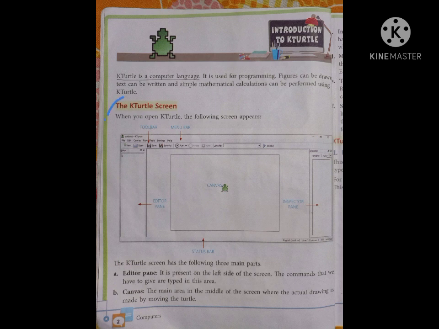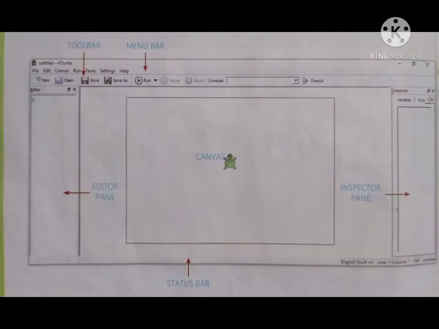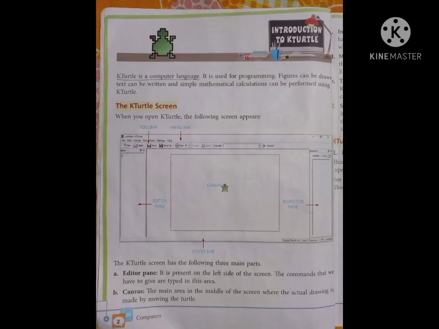The KTurtle screen. This is the screen of KTurtle, where these are the important parts: editor pane, canvas, inspector pane, menu bar, toolbar and status bar. Editor pane. It is present on the left side of the screen. The commands that we have to give are typed in this area.